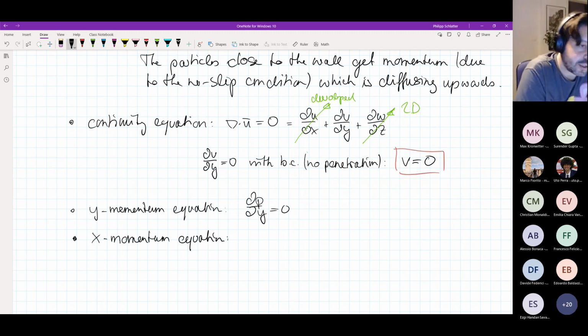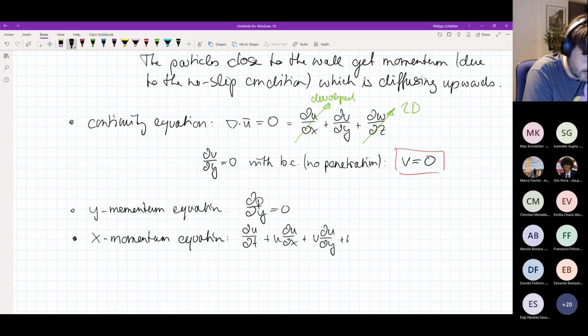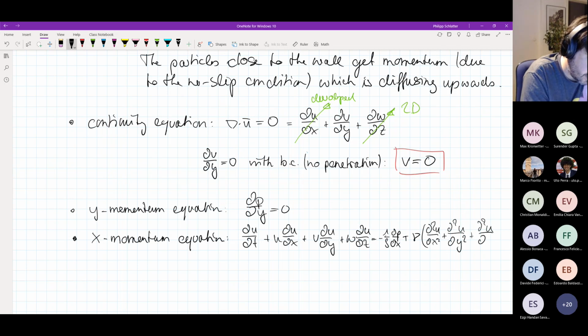The x momentum equation, well, let me write it down. We have du/dt plus u du/dx plus v du/dy plus w du/dz is -1 over rho dp/dx plus, now comes the viscous term, nu times d squared u/dx squared plus d squared u/dy squared plus d squared u/dz squared. Okay. What do we need to keep? Or which terms go away?